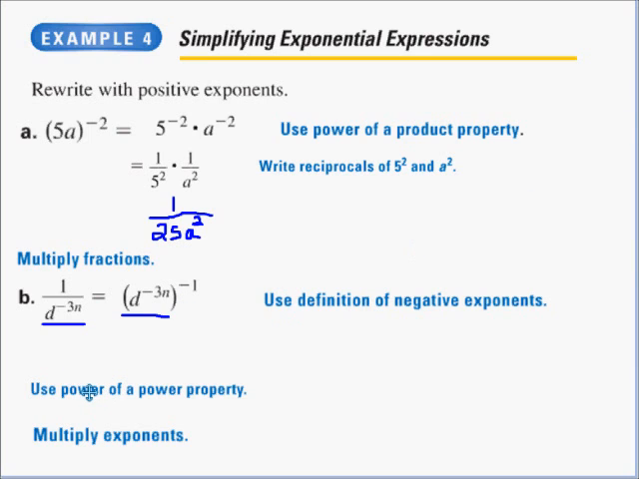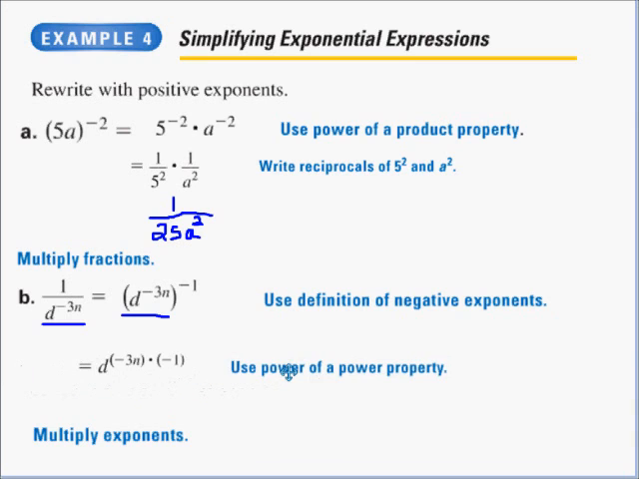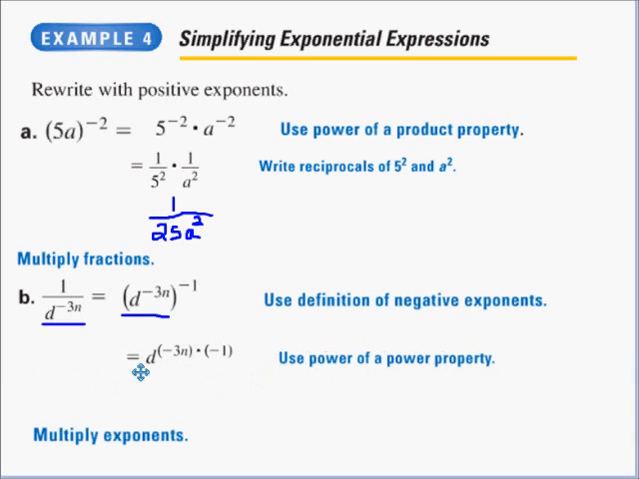Now we can apply our power of a power property, which would be d to the negative 3n times negative 1. And we can multiply our exponents. A negative 3 times a negative 1 will give us a positive 3, and we still have our n. So it would be d to the 3nth power.